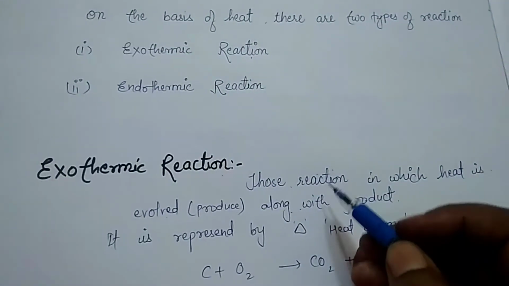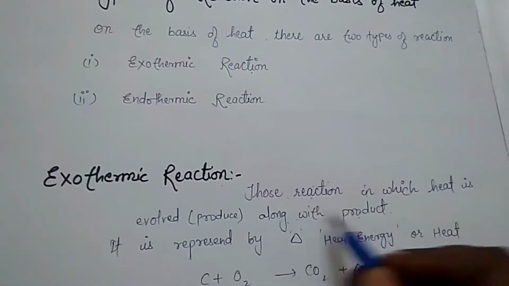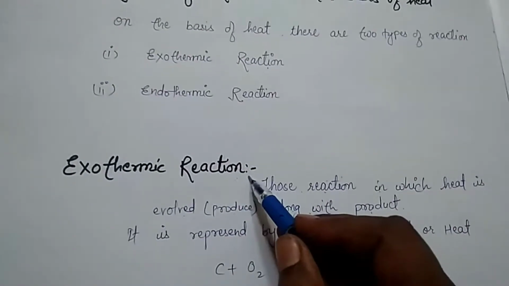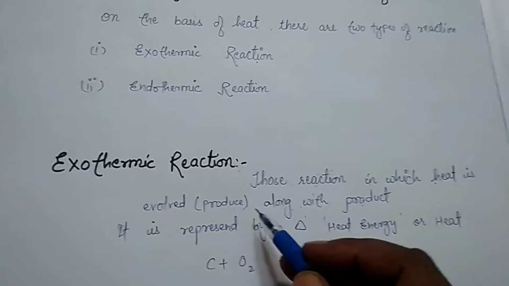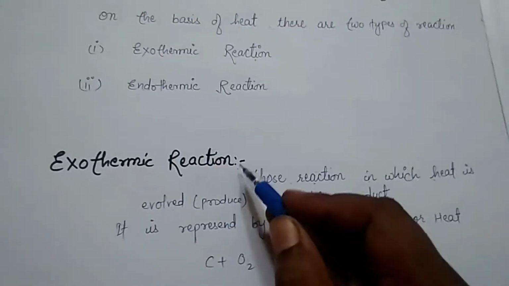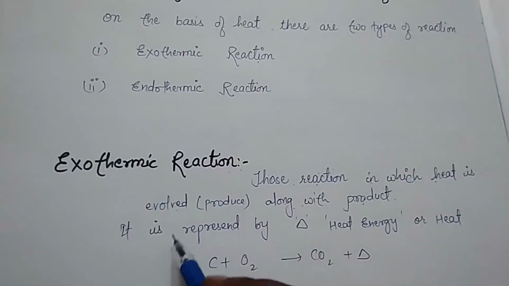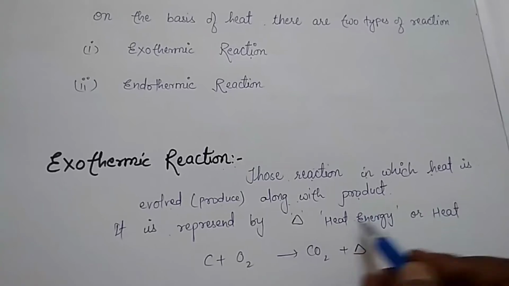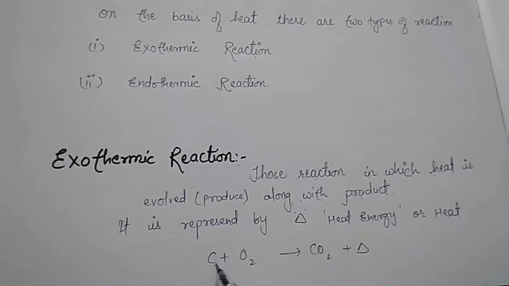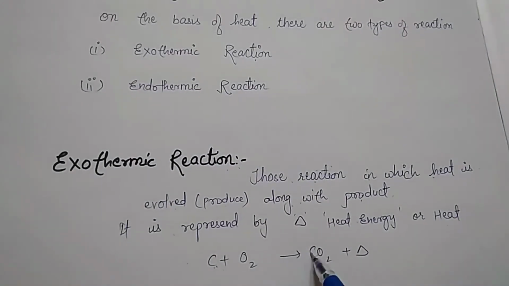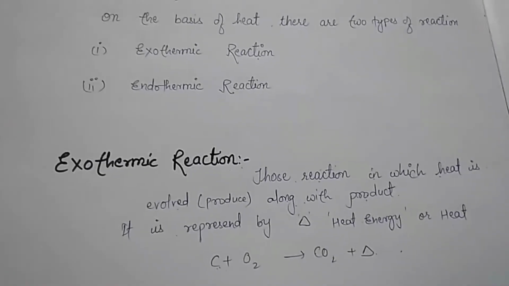What is exothermic? Those reactions in which heat is produced, heat is evolved along with the product, are called exothermic. Any reaction in which heat is produced along with the product will be an exothermic reaction. And heat is represented by delta, heat energy or heat. For example, combustion of carbon. When carbon combusts, it forms carbon dioxide along with heat. So this is called an exothermic reaction.